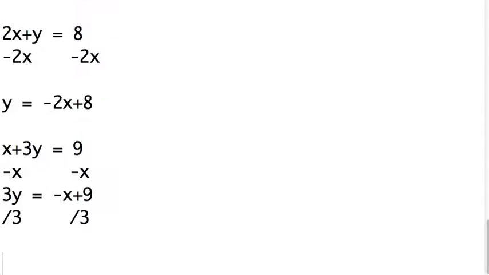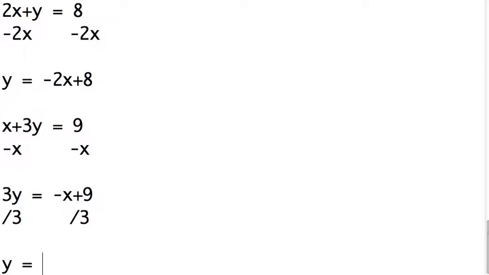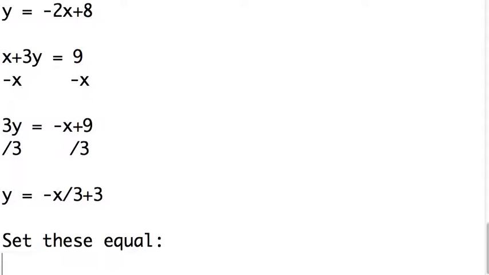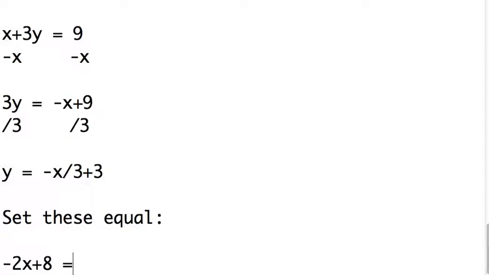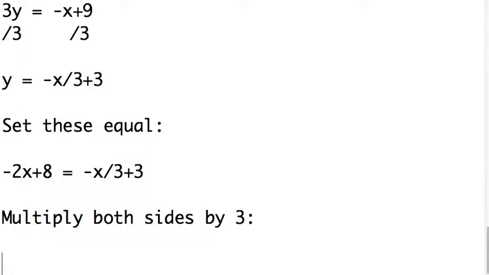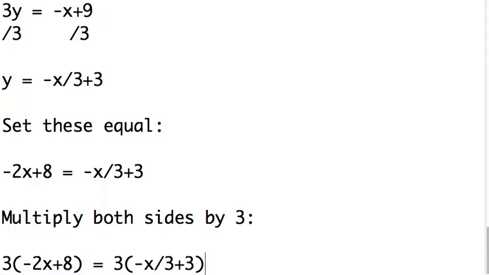And let's note that when I divide the right side by 3, I have to divide both x and 9 by 3. So I get negative x over 3 plus 3. Okay, now I'm going to set these equal. Negative 2x plus 8 is equal to negative x over 3 plus 3. This 3 annoys me, so let's multiply both sides by 3, which gives me 3 times negative 2x plus 8 is equal to 3 times negative x over 3 plus 3. I'm doing this to clear the denominator on the right side.